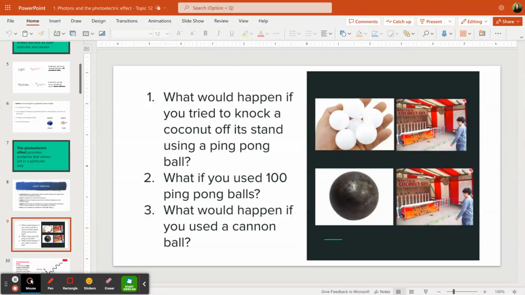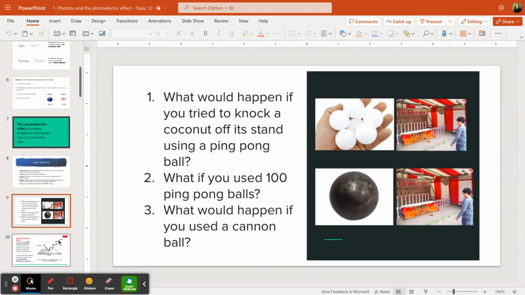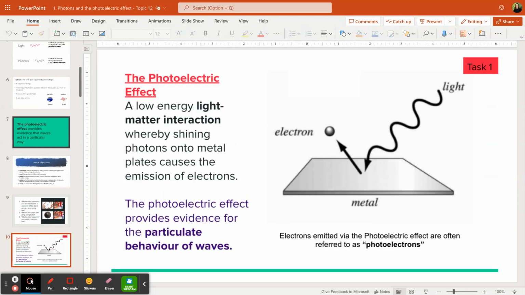You might think I've gone mad, but this will hopefully help you to remember the photoelectric effect later. You will see why. Hold that thought and bear with me. But you should hopefully understand that it needs the cannonball to knock the coconut off. Okay. Task 1 in your printed pack says, what is the photoelectric effect? Add some notes and a diagram. I think I printed the diagram for you.